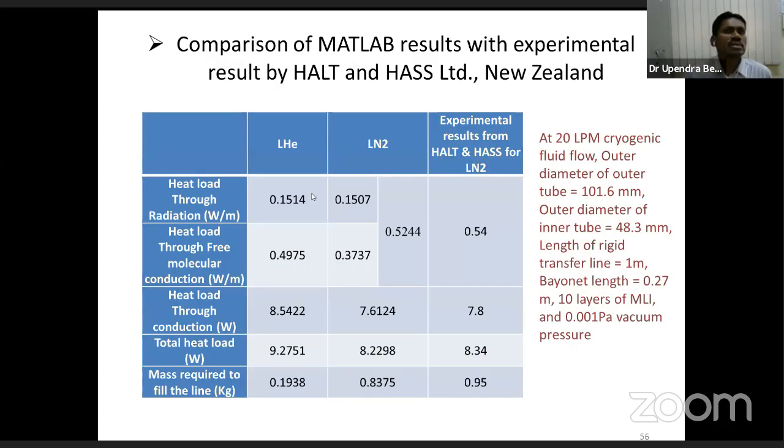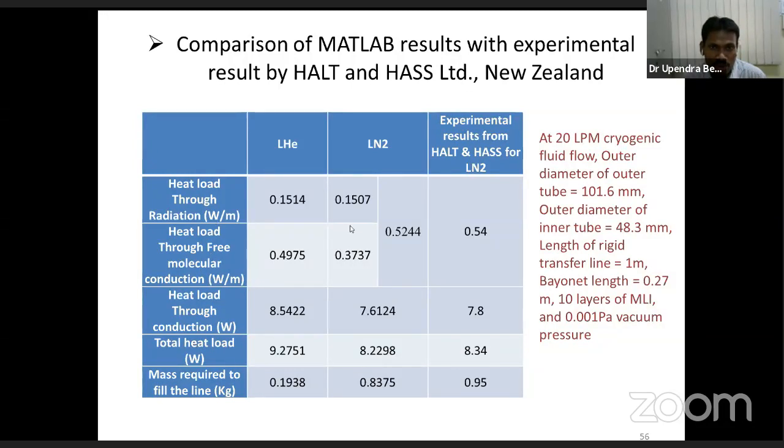And this shows the comparison of the MATLAB results with some experimental results. This is already published in literature, and we have compared how good our data is when we do the MATLAB analysis. You can see the heat load through radiation for liquid helium and liquid nitrogen. For liquid nitrogen, it was 0.1507 for radiation heat transfer, and the free molecular conduction is 0.37.